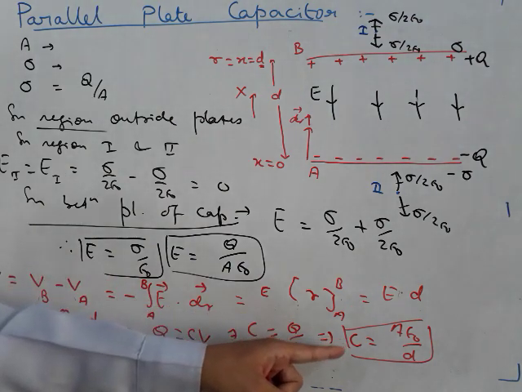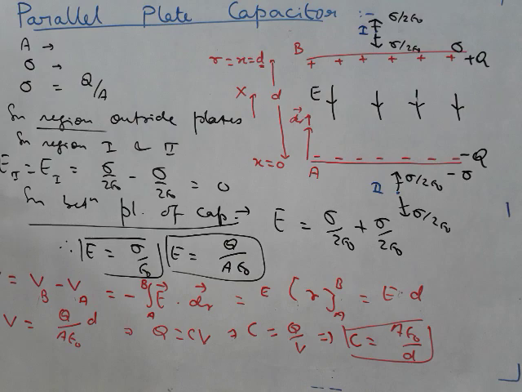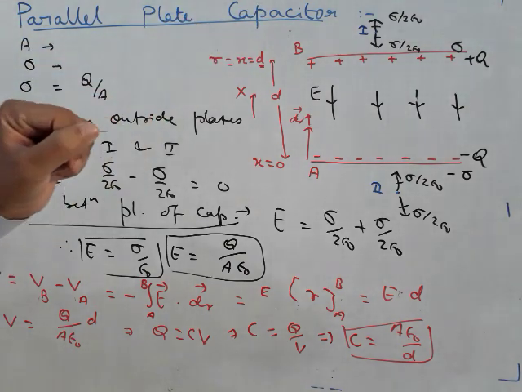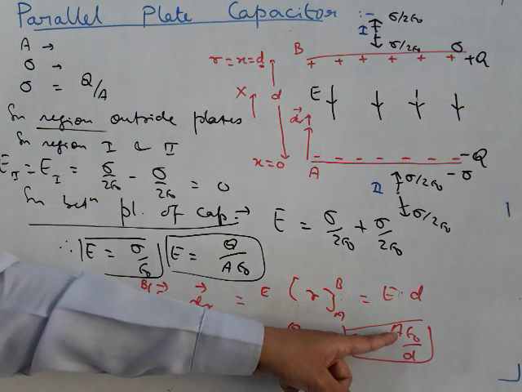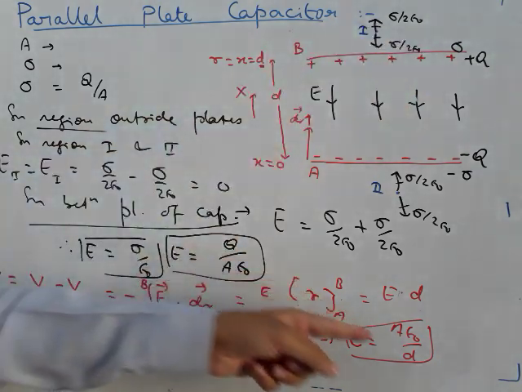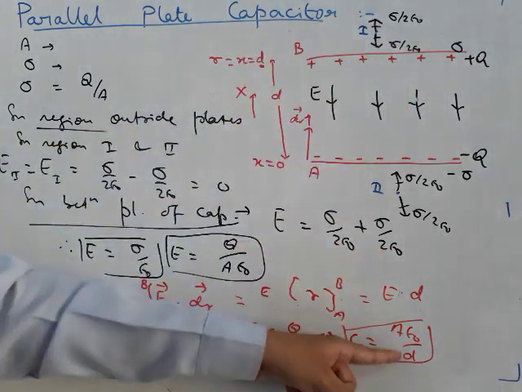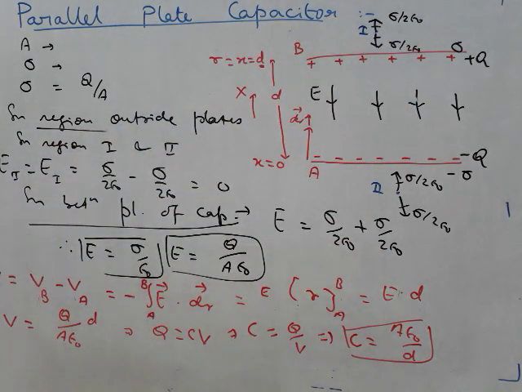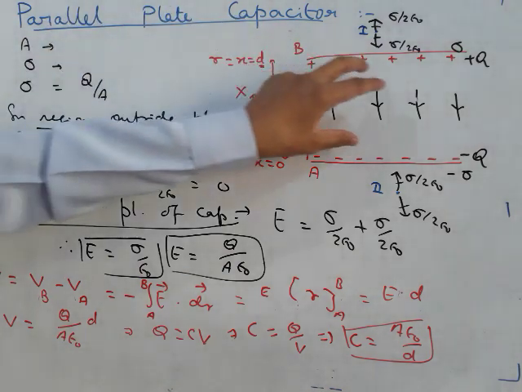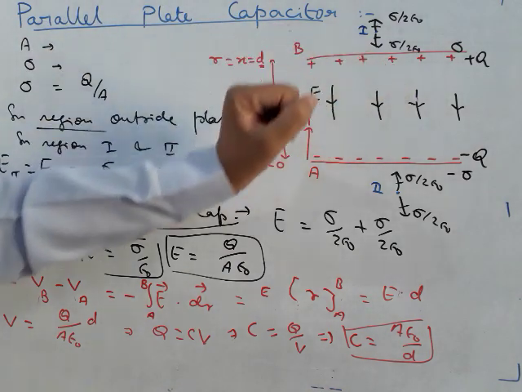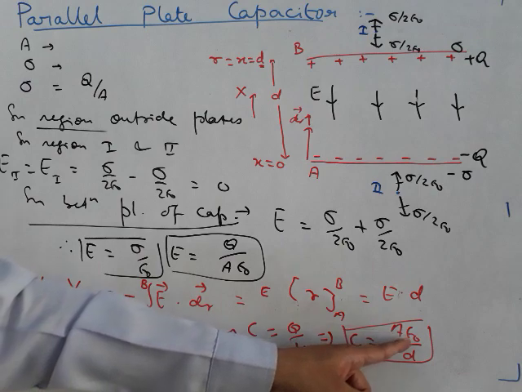Now see, I have discussed earlier that capacitance depends upon the physical dimensions of the capacitor. It depends upon the area of the plate, and upon the separation between the plates, D. And we will find that it also depends upon the medium. Here the medium we have taken as a vacuum. That's why the formula is A epsilon naught by D.